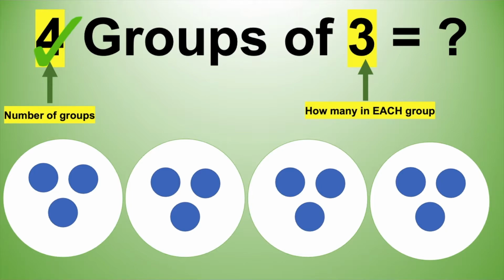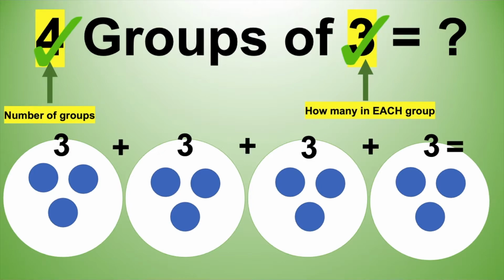Now all I have to do is add them all up. So 3, 3, 3, 3. You add them up whatever way you want. You could just go 1, 2, 3, 4, 5, 6, 7, 8, 9, 10, 11, 12. Or you could go double 3 is 6, and then I have another double 3, which is 6. And then I know my doubles, so double 6 is 12. So whatever way your brain uses to work it out, as long as you get the right answer, so 3 plus 3 plus 3 plus 3 equals 12.